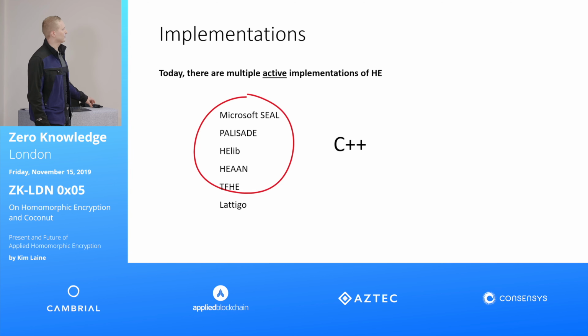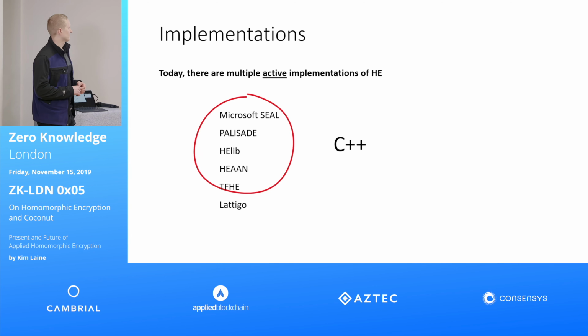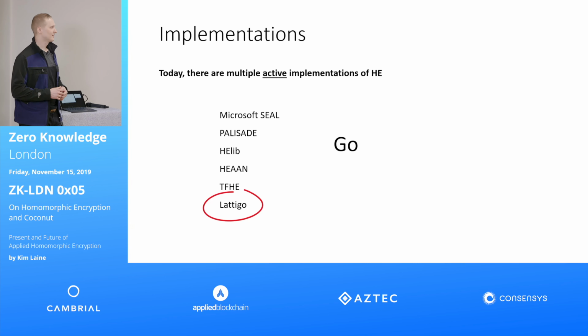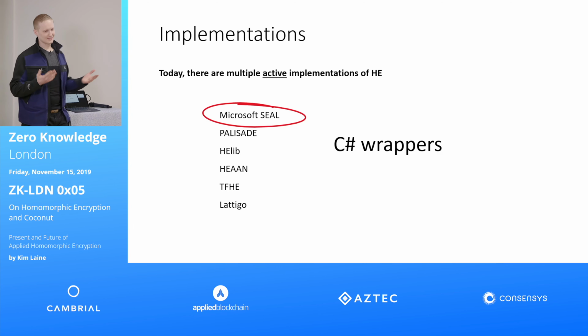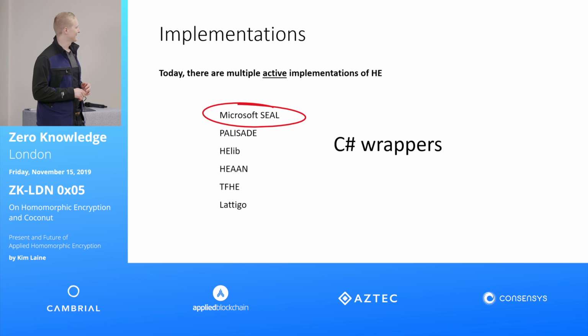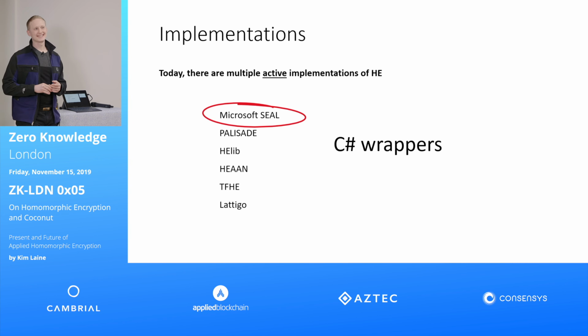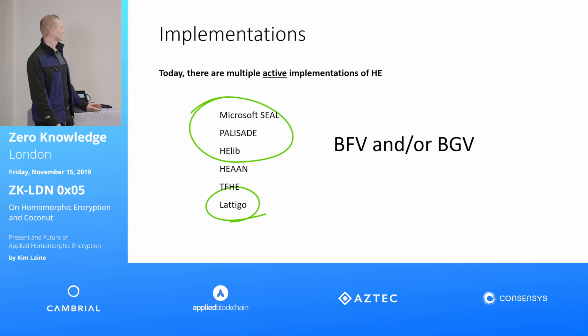Many of them are written in C++. Actually, Microsoft SEAL is our library. And many of these are in C++. Lattigo is in Go. Good choice. We also have C# wrappers. I don't know how many people love C#, but at Microsoft, it needs to be in C#. Well, we have, okay, good news. We have .NET Standard wrappers, so at least it's cross-platform, right? So it works. It's pretty good.